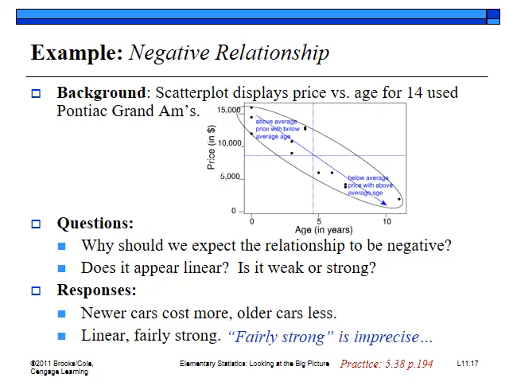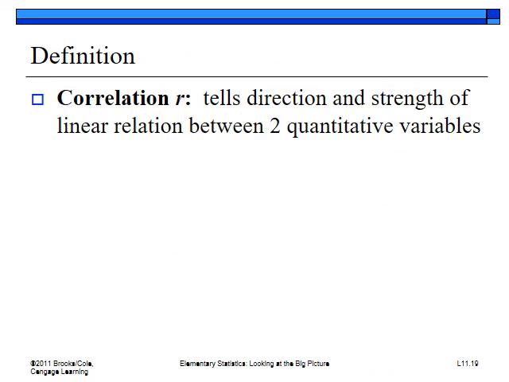Now, that notion of being a fairly strong relationship is pretty imprecise. So it's time for us to nail it down. Exactly how strong is a relationship when we say it's strong? What we're about to do is define the correlation, abbreviated R. The correlation talks about the direction and the strength of the linear relationship between two quantitative variables.